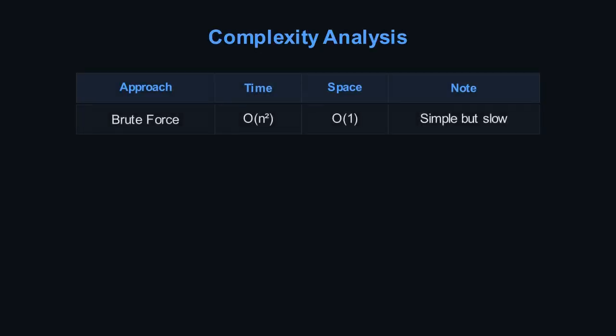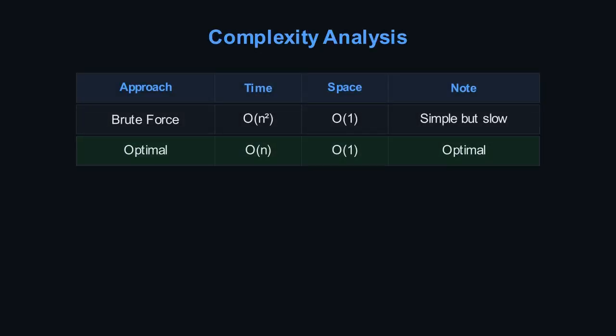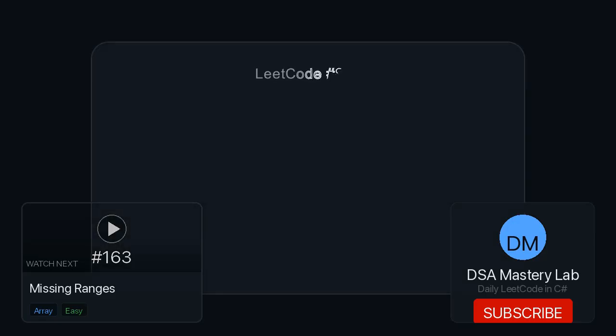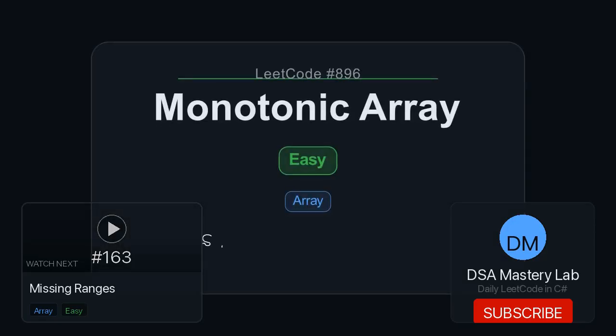The time complexity is big O of n because we iterate through the list once. The space complexity is big O of 1, constant space, because we only use a few fixed variables. Try the next problem in the array category to practice this pattern.